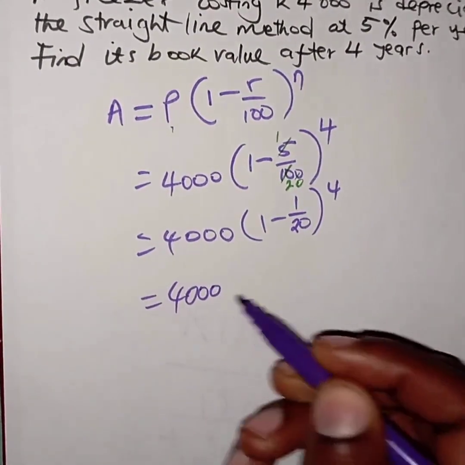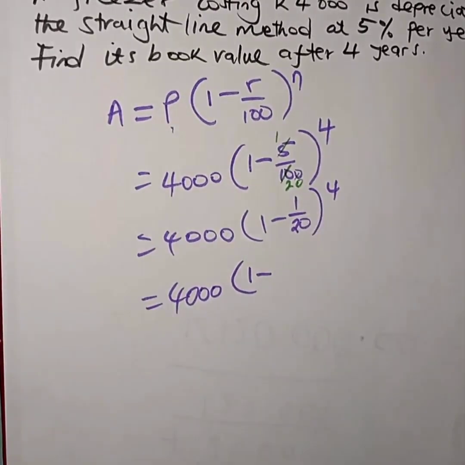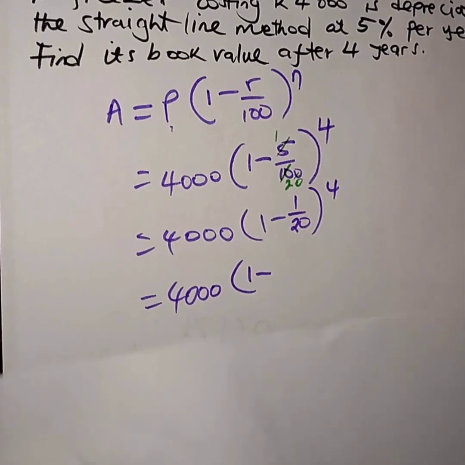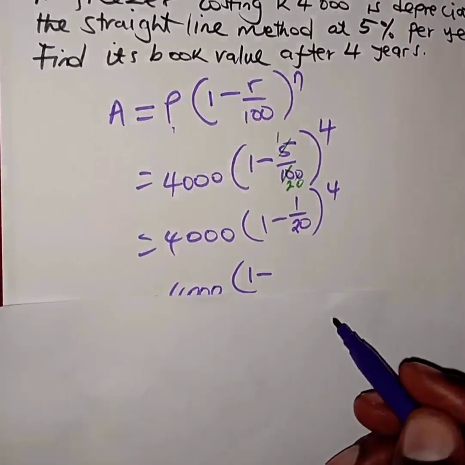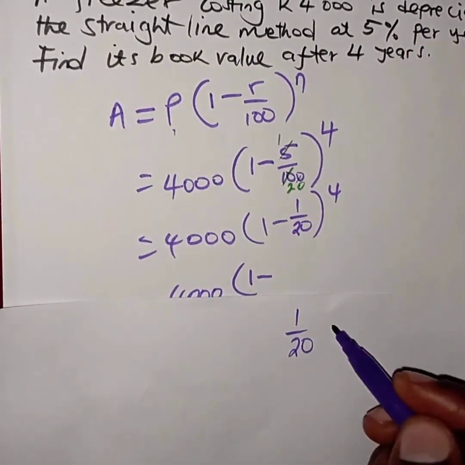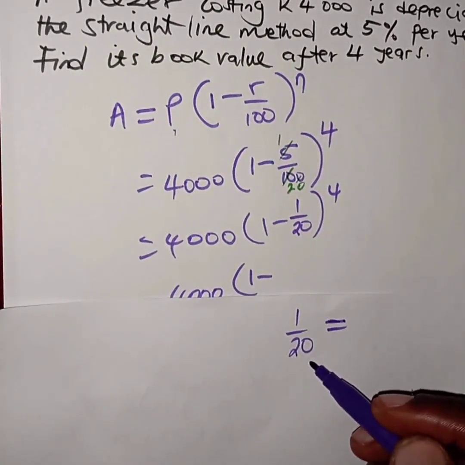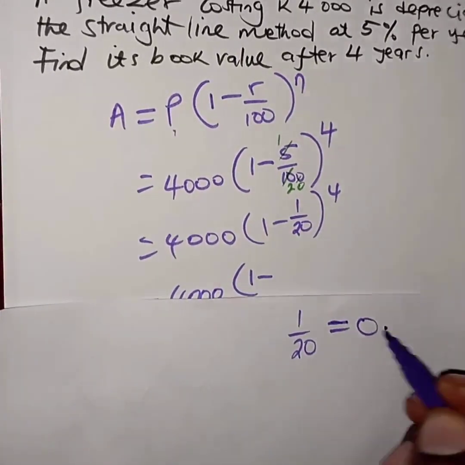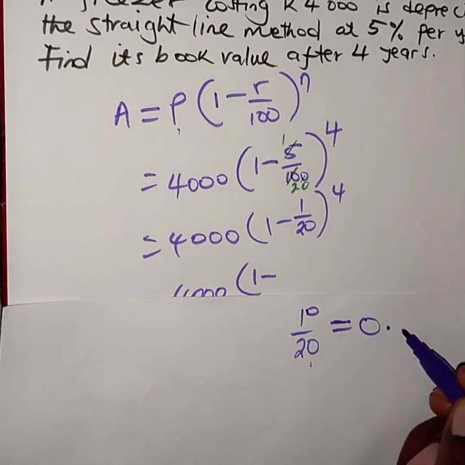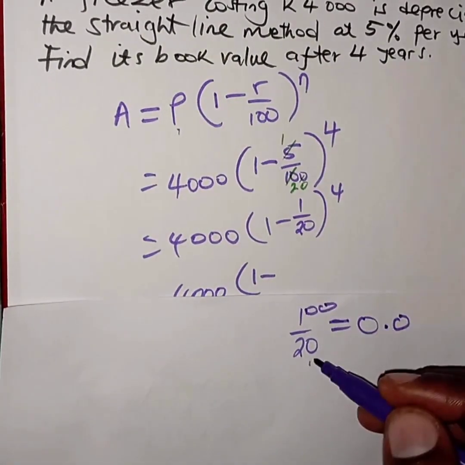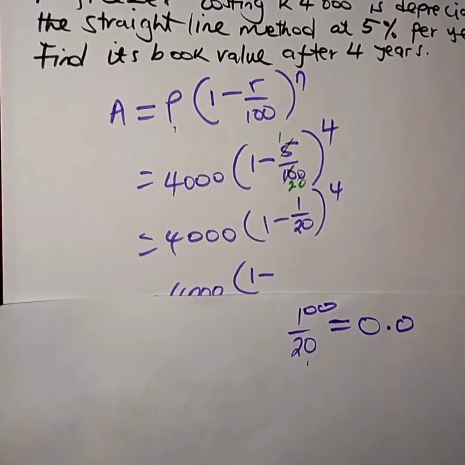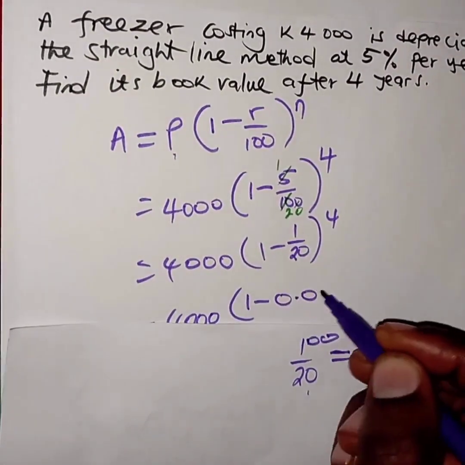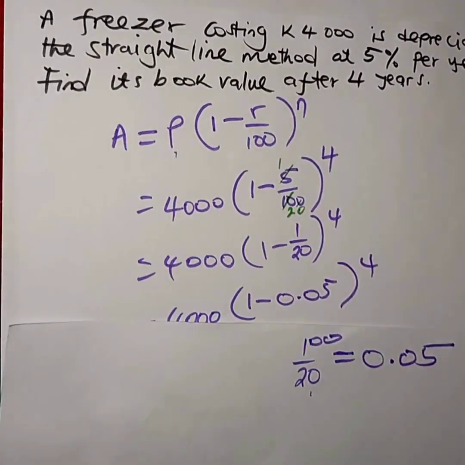You have 4,000 here. Now, what is 1 over 20? This is a fraction, so change it into a decimal so that it can be easy. 20 into 1, it can't, put a point, you add a 0. 20 into 10, it can't, you add another 0. 20 into 100, what you're going to have is 5. So 1 over 20 is the same as 0.05. Don't forget there is power 4 here.